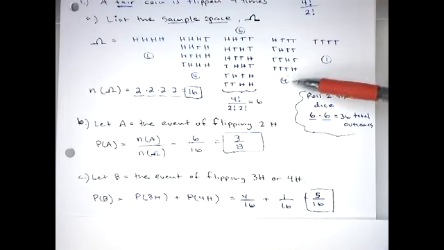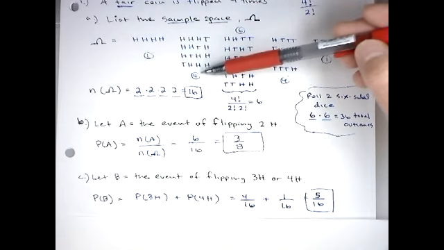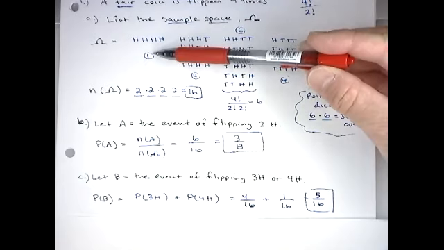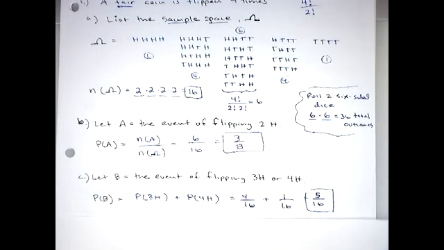3 heads, that could have happened 4 out of 16 ways. And all 4 heads, I'm sorry, I was pointing to the wrong column. 3 heads was this one, but that's 4 out of 16. And all 4 heads is 1 out of 16. So we get a total of 5 out of 16. Okay.